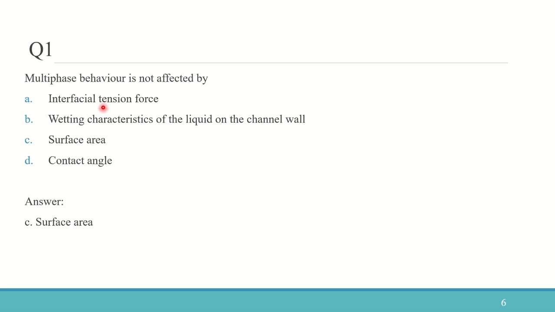And third is surface area. Although with an increase in surface area the chemical reaction and those things would be affected, the multiphase flow behavior as such should not be enhanced. Because of the increased surface area formed in fluidized beds, other properties get improved, but the flow behavior inside the system is not affected much by the surface area. The last one is contact angle, and the contact angle also plays a major role. So the right answer to this question is surface area.